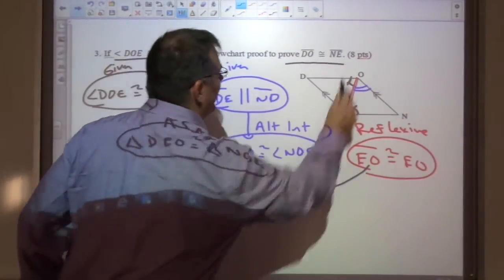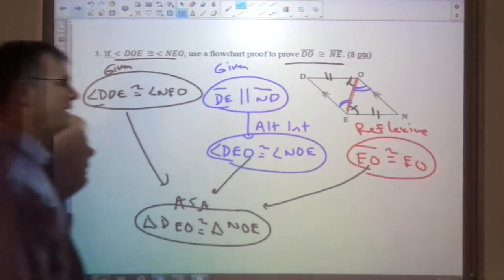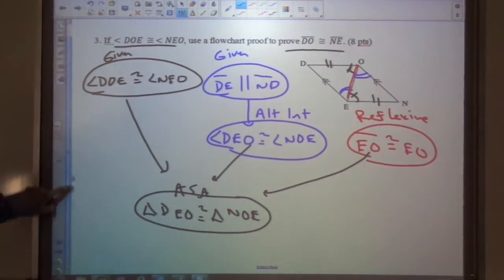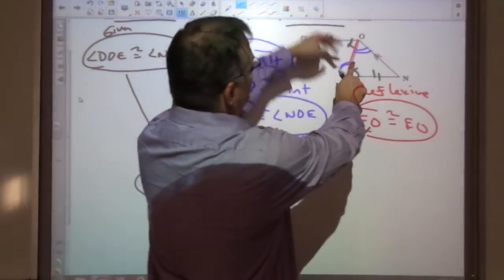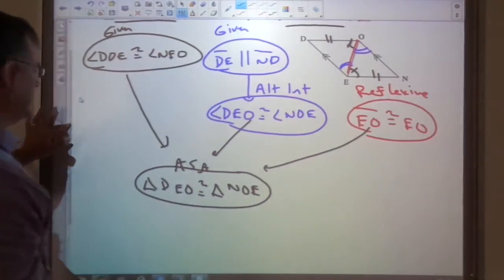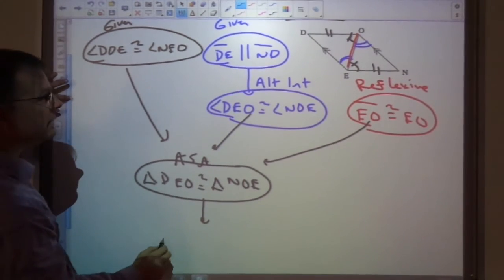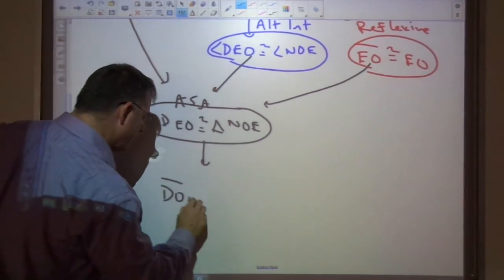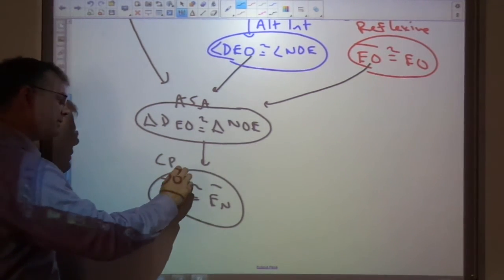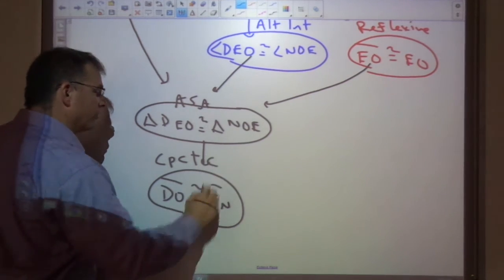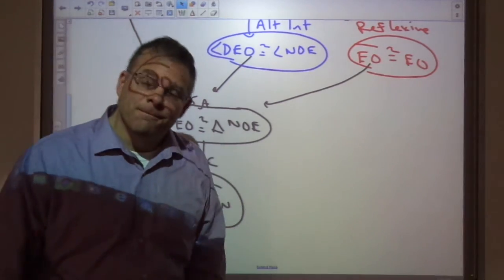The problem says prove that this line equals that line. Okay? Well, the only way that's going to be true is if these triangles are congruent, then their parts are congruent. If these two triangles are congruent, then this side has to be congruent to that side. So that would be DO has to equal EN. And the reason I know that is because corresponding parts of congruent triangles are congruent. Once I've proven the triangles are congruent, then their parts have to be congruent. There's your proofs.